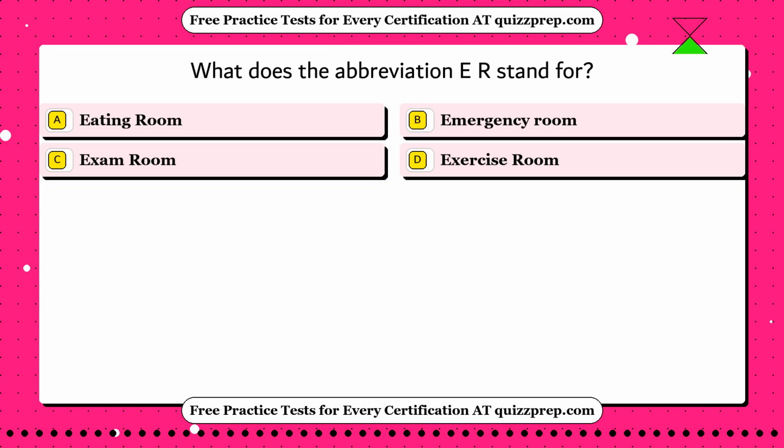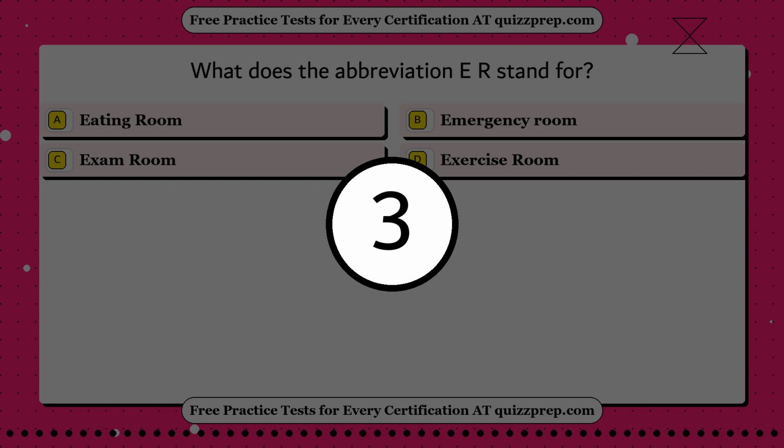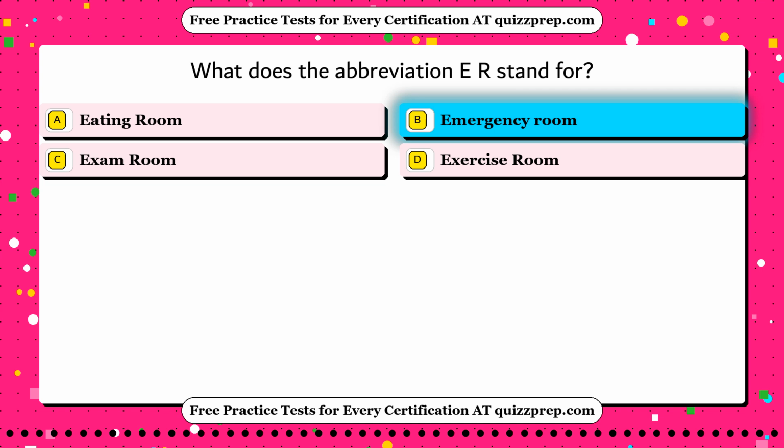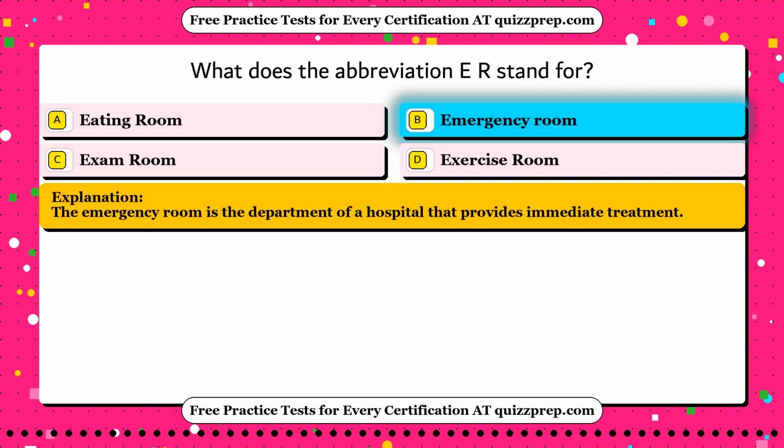Question 39. What does the abbreviation ER stand for? Option A, eating room. Option B, emergency room. Option C, exam room. Option D, exercise room. The correct answer is option B, emergency room. The emergency room is the department of a hospital that provides immediate treatment.